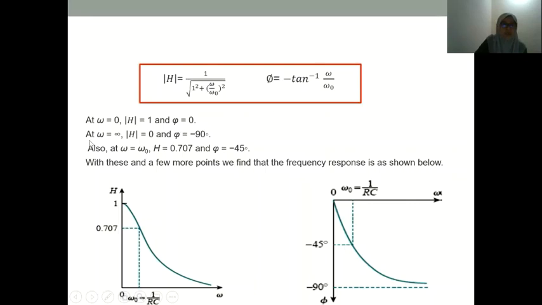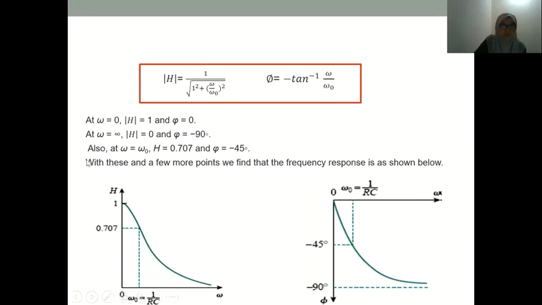When you substitute omega equal to infinity, you will get 1 divided by infinity, which gives the magnitude equal to 0. Same with your phase here. You substitute omega with infinity, the inverse tangent of infinity gives you theta equal to minus 90 degrees.